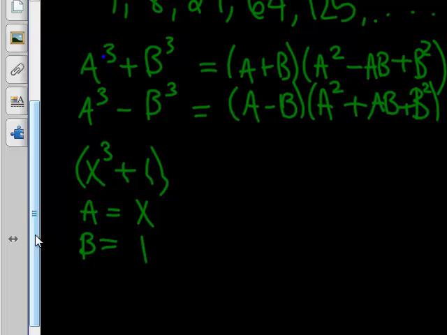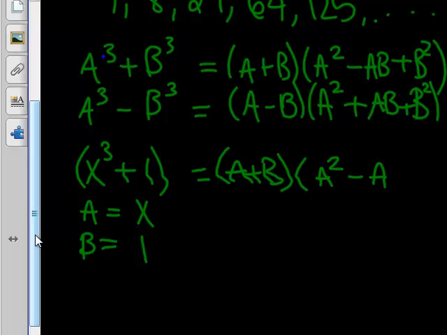Okay, so moving on, let's rewrite our formula. We're in plus, so we're going to use my top formula here. a plus b times a squared minus ab plus b squared. And I do apologize for the writing here. I do not know what's going on with my board.